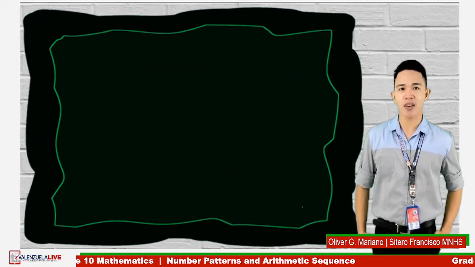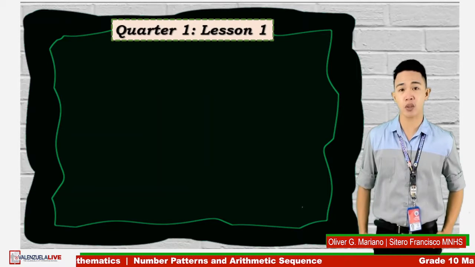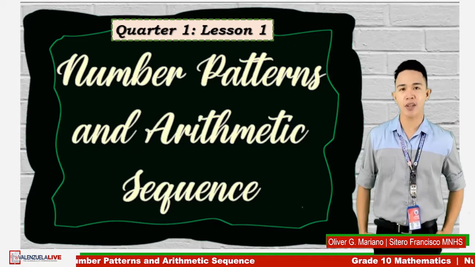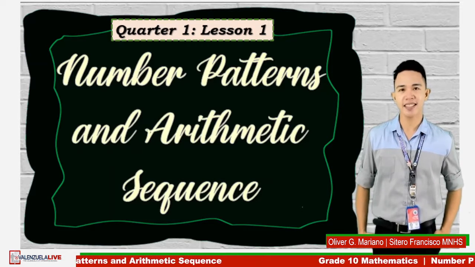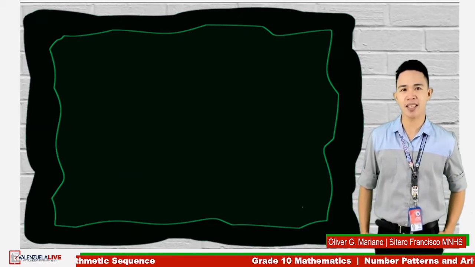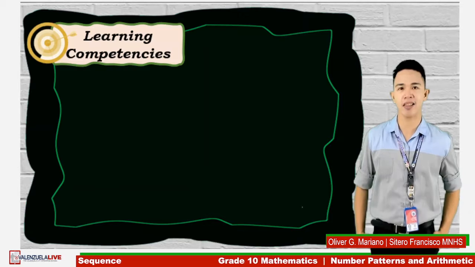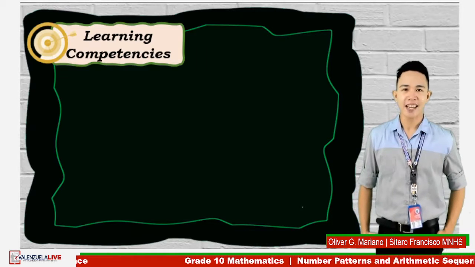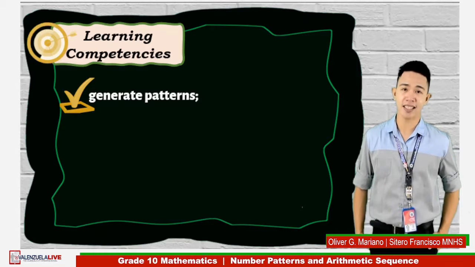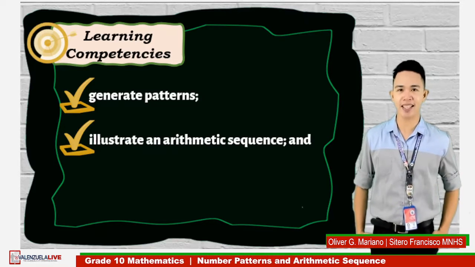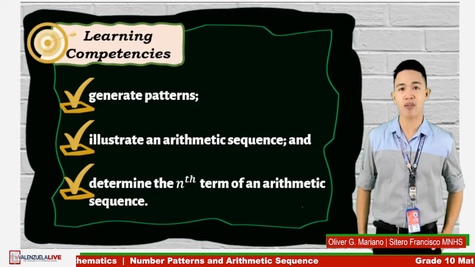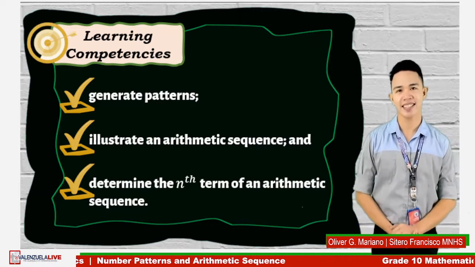We are now on the first lesson of the first quarter, which is about number patterns and arithmetic sequence. At the end of this session, you are expected to meet the following most essential learning competencies. First, generate patterns. Second, illustrate an arithmetic sequence. And third, determine the nth term of an arithmetic sequence.